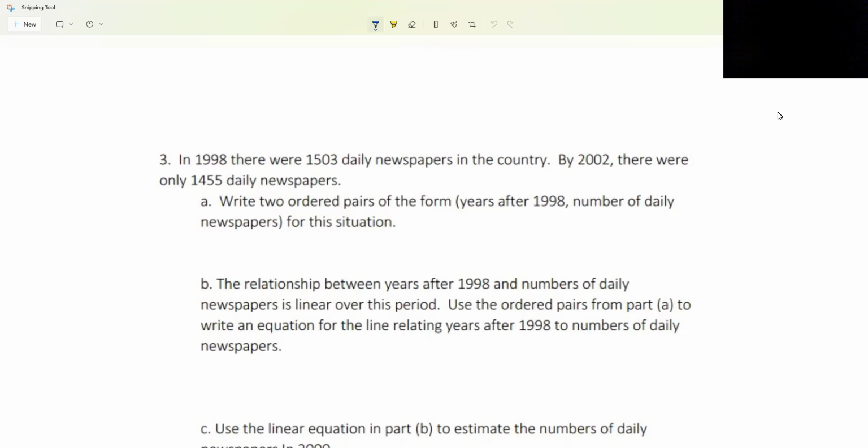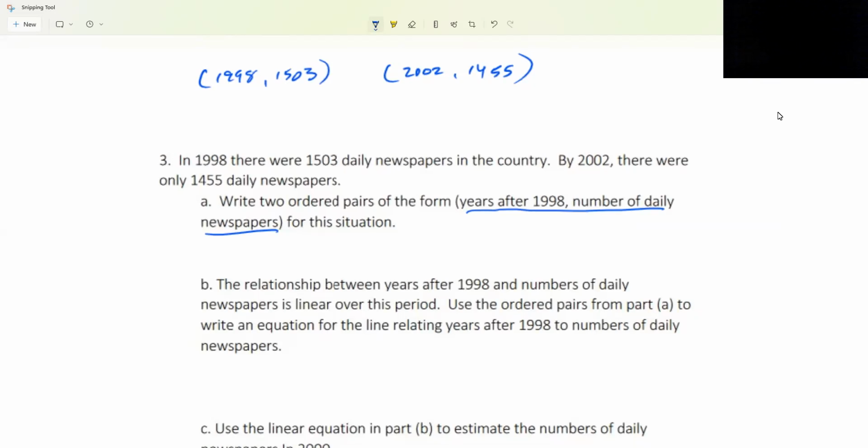It says in 1998 there were 1,503 daily newspapers. By 2002 there were only 1,455. What they're giving you there is two ordered pairs. 1998 and 1503, that's your X, Y, and the other one is going to be 2002 and 1455.